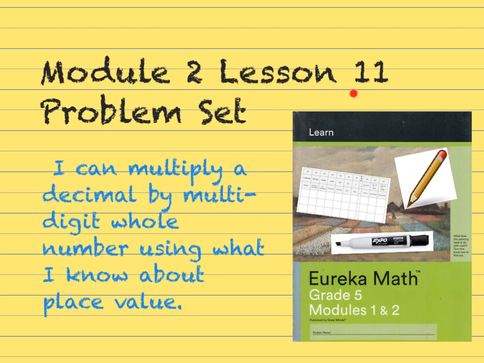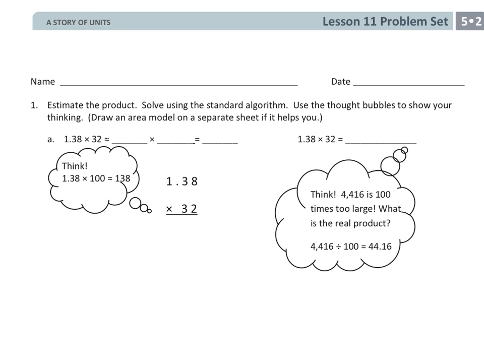This is lesson 7 with our problem set. Same thing what we did in lesson 10. You're going to multiply a decimal by a whole number using what you know about place value. So let's get started. All right, here we go for number 1.